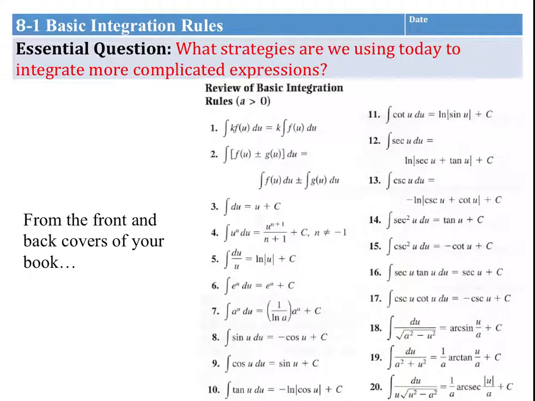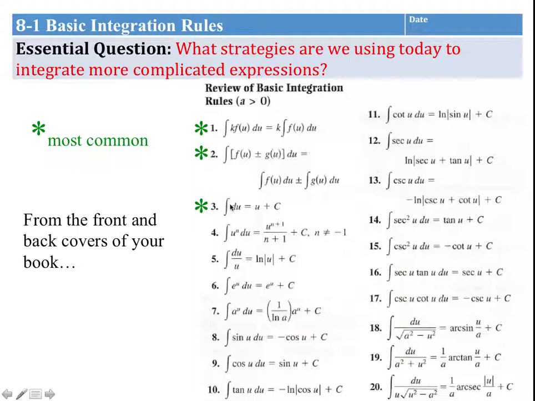This is section 8.1, the first day, and just a quick review here of our basic integration rules. There's 20 of them. We used them a lot in Calc AB. We're just going to highlight here the ones we use the most. So the most common ones are the constant multiple, antiderivative, bringing the constant out front and multiplying it through at the end after we do the antiderivative. The sum and the difference rule, which is just that piece by piece antiderivative.